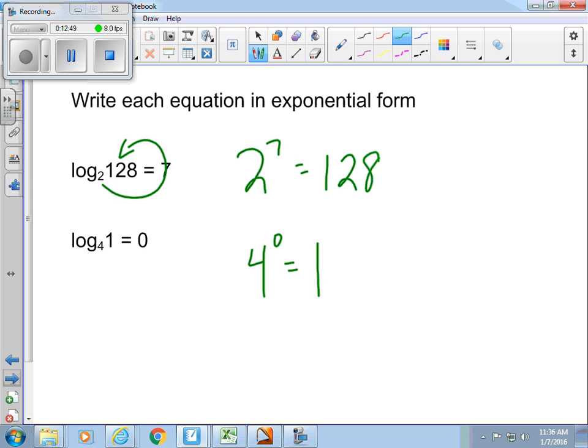Y'all like the circle thing? Yes. Okay, don't use it. You don't like it. Try it for a bit.